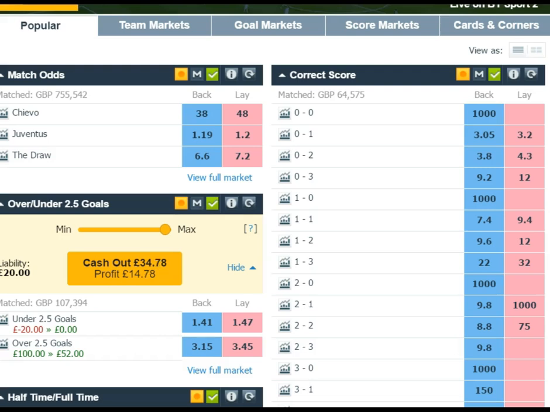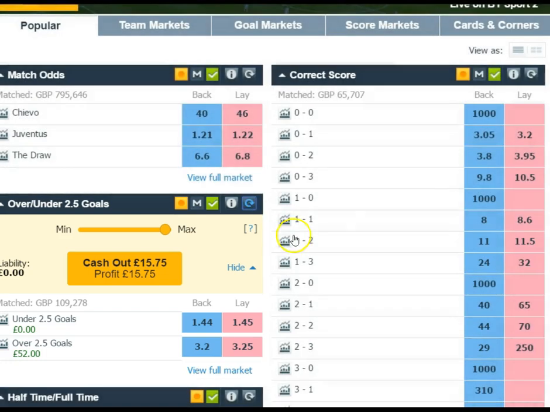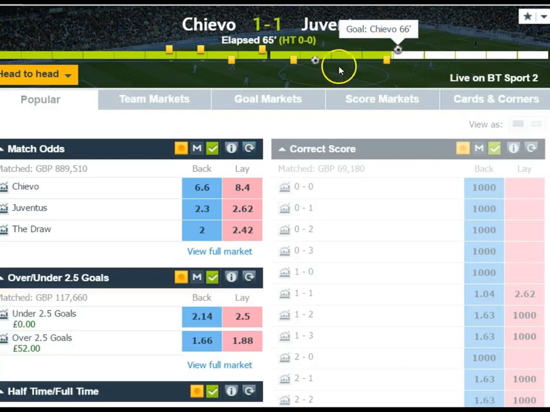And Juventus did score after 52 minutes, and in this case I reduced that, cleared that red on the under 2.5 at £20. That was my initial liability, so I got rid of that. And then Chievo equalised on 68 minutes to make it 1-1. And as you can see, I could take £28.97 hedged green.